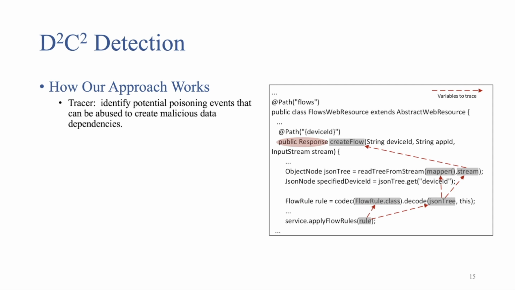So the tracer will identify potential poisoning events that can be abused to create malicious data dependencies. Here, we use data flow tracking to pinpoint potentially vulnerable flows from the data collecting method to the sensitive method. So as shown in the picture on the right, we will track the code to find the data flow, which is demonstrated by the red line.